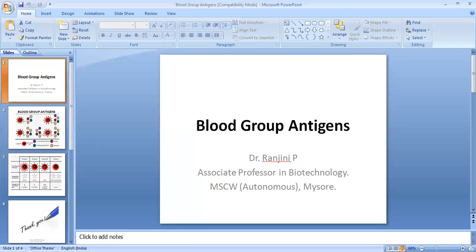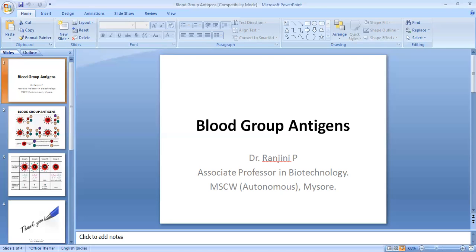So in this session, we learned about the A antigen and B antigen, which are present on the surface of the RBCs. Along with that, we also learned about the presence of Rh antigen. That classifies the human blood group into 8 types: A positive, A negative, B positive, B negative, AB positive and negative, O positive and negative.